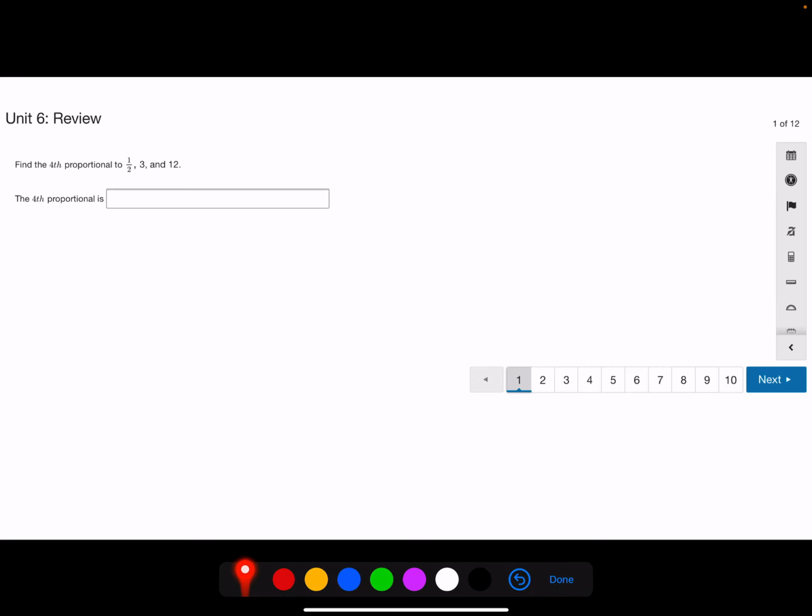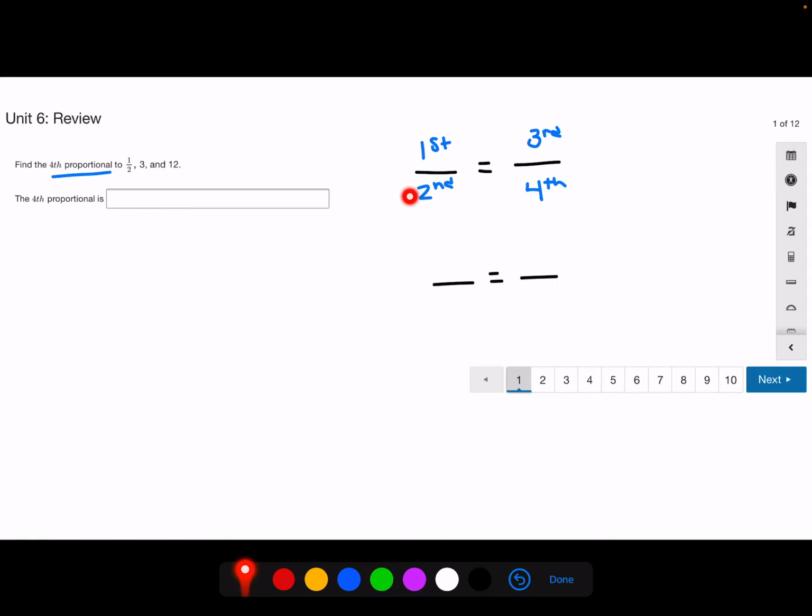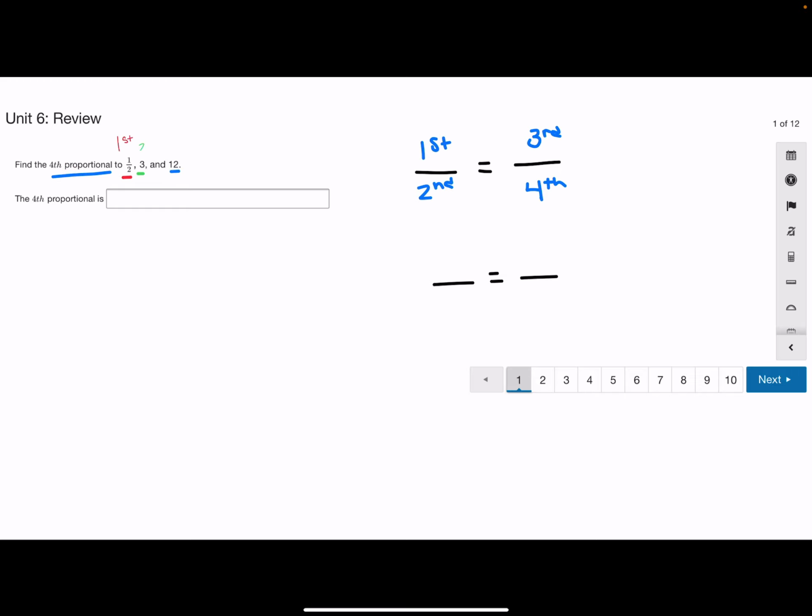Now, our first problem, again, we have 12 problems total today, and we have a calculator over on the right side if we need to use it. Our first problem tells us to find the fourth proportional to 1/2, 3, and 12. Now, if we recall, whenever we're naming out these proportionals, they're always written in a very specific order. First is in the top left, second is in the bottom left, third is top right, and fourth is bottom right. So since we have these three terms, these are already in order. 1/2 is first, 3 is second, 12 is third, and then we're trying to find the fourth one, so we'll call that fourth one x.